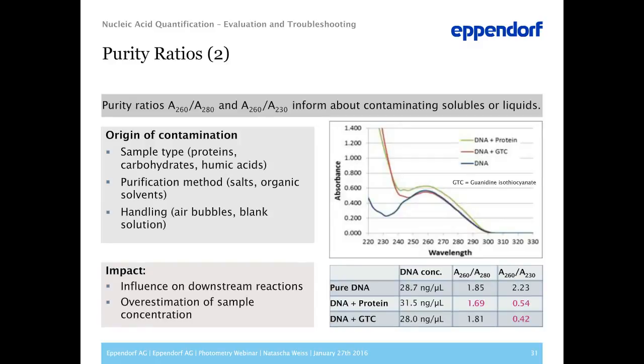The purity ratios are used as an indicator in order to decide if the isolated nucleic acids are pure enough to be used in downstream applications. Especially organic solvents and high salt concentrations can show inhibitory effects which lower the efficiency of genotyping experiments or the transfection of sensitive cells. Also important is the fact that these contaminants absorb at 260 nanometer too and will lead to an overestimation of nucleic acid concentration.